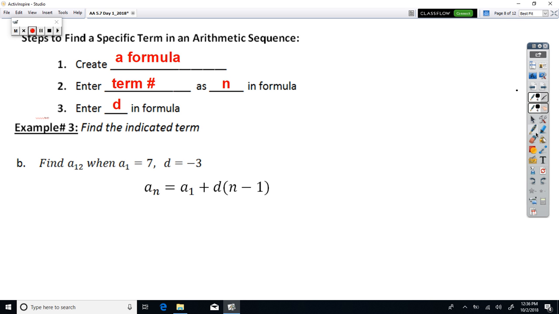So you can see they want a sub 12, which is telling you that n is 12. So you're going to plug in 12 anywhere you see an n. You may want to copy down the formula first, since it's on the front of your sheet. So copy this down first. And then all you're doing is substituting in values.